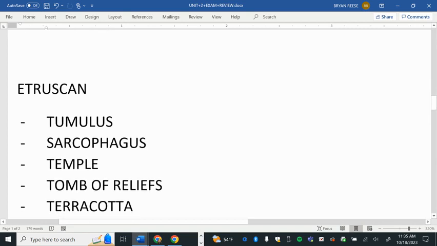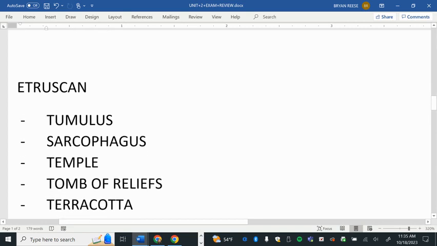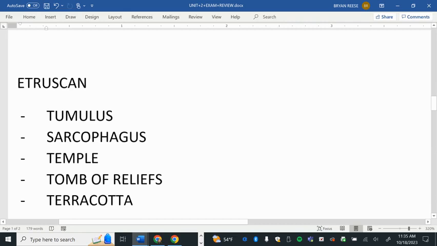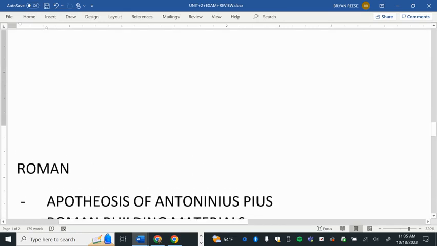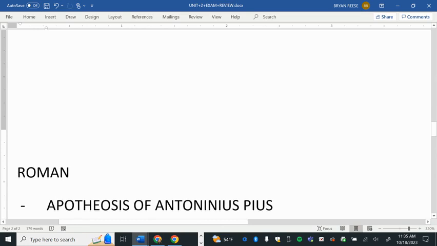I just talked about terracotta with the Etruscans. They liked terracotta, the material. Terracotta is that reddish clay. All right, Roman.